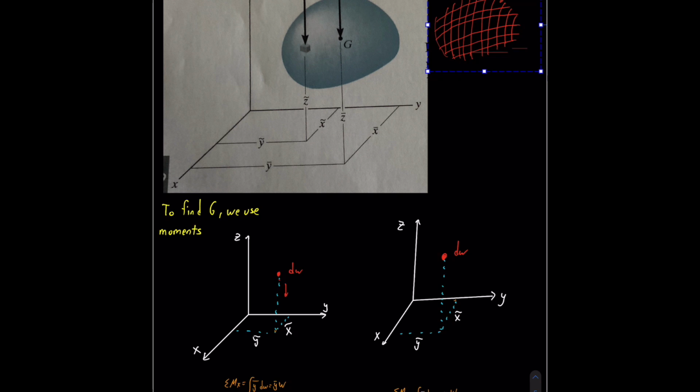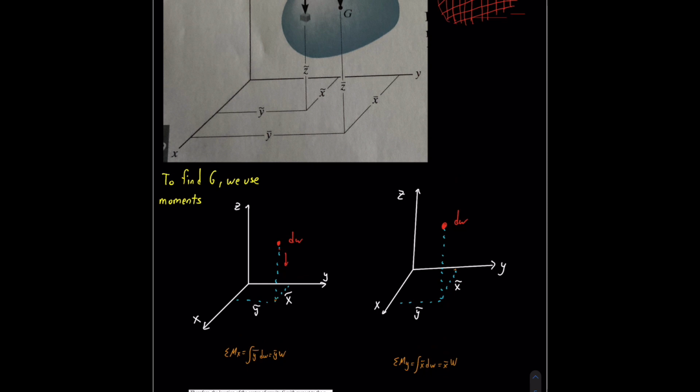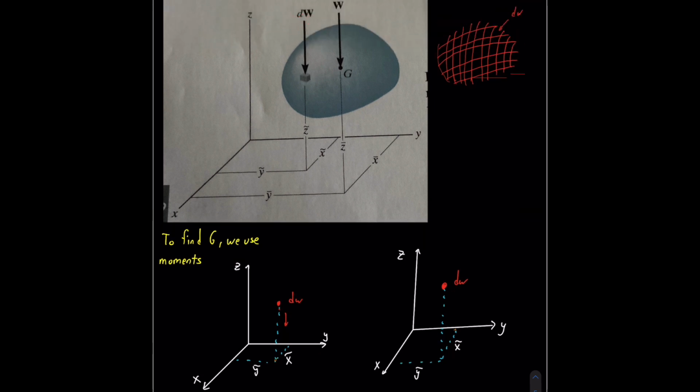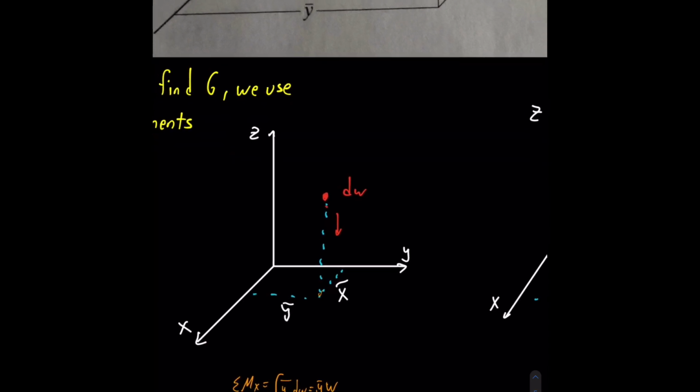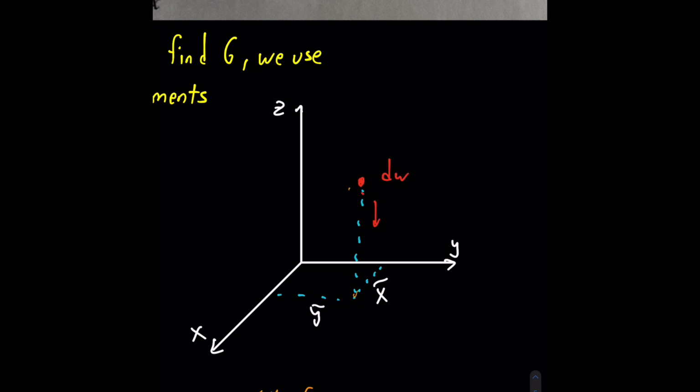Another way to look at centroids, or to find centroids, is by looking at the moments. To explain this, imagine this dw here, this infinitesimally small weight, is the same as this one here. Now, I'm going to zoom in to the coordinates I drew. Alright, so imagine a force exerted by the infinitesimally small dw that goes along the y here. And it will cause a moment about the x here. Moment about the x.